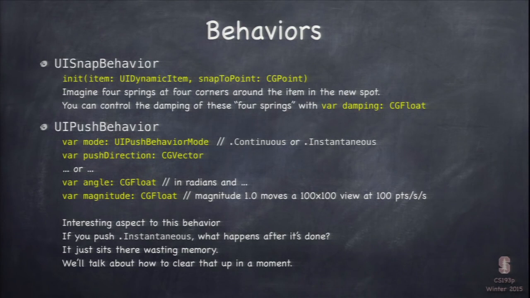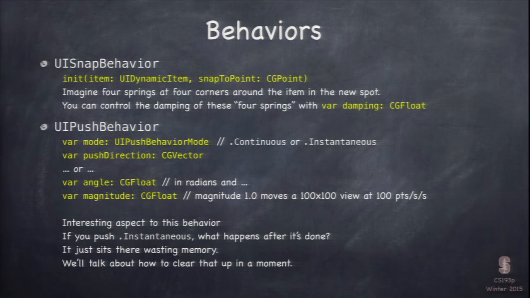The big difference between push and gravity, two differences. One, a push can be a one-time push, just an instantaneous push. Or it can be a continuous push, which is not like gravity because it's not accelerating. It's just a continuous velocity. Okay, you understand the difference between acceleration and velocity? So a continuous push would be a constant velocity.